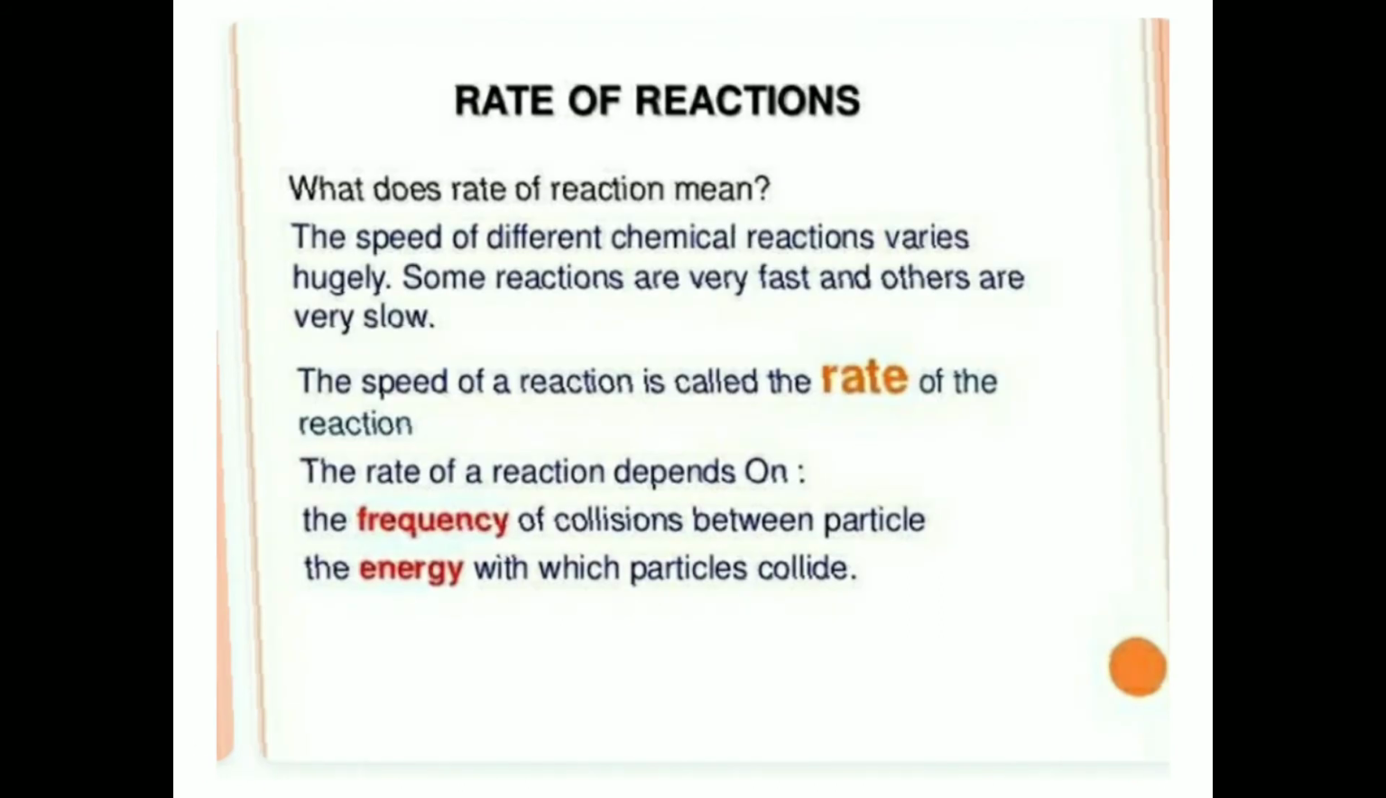Rate of reaction. What does rate of reaction mean? The speed of different chemical reactions varies. Usually, some reactions are very fast and others are very slow. The speed of reaction is called the rate of reaction. The rate of reaction depends on the frequency of collision between the particles and the energy with which particles collide.